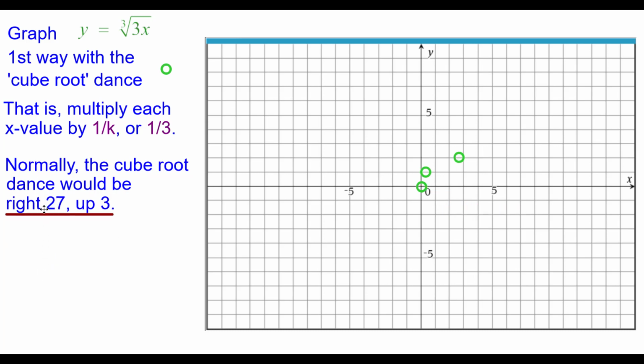And normally we'd go right 27, up 3, but in this case we're going to go right 9, up 3. A third of 27 is 9, so right 9, up 3. See if you can get some points to the left of the origin. Press pause and resume when you're ready.